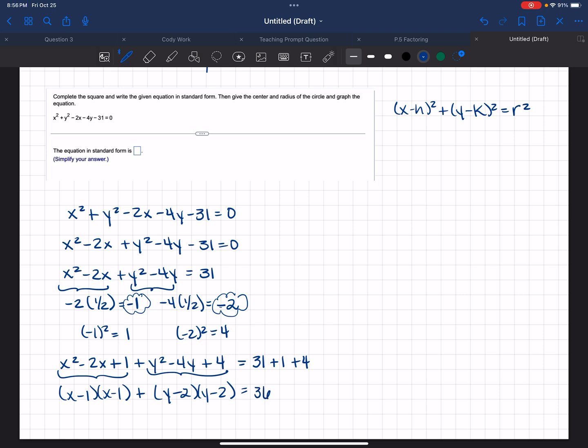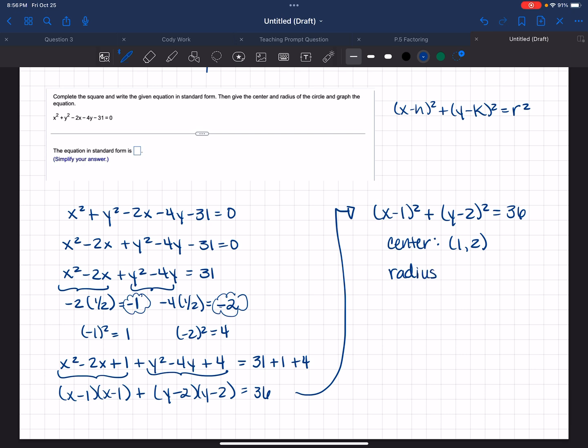And so I'm going to come up here, and that's going to give me in standard form x minus 1 squared plus y minus 2 squared is going to equal 36. That gives me a center of 1, 2, and it's going to give me a radius of square root of 36, which gives me 6. Okay?